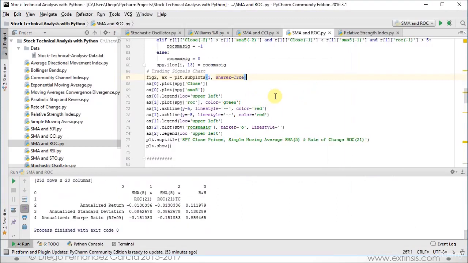Excellent. So with this, we finished the first 2 of our multiple indicator trading strategies, but we still need to study the rest of our multiple indicator-based trading strategies, the ones related to our SMA together with relative strength index, stochastic oscillator, and with Williams percentage R, which will be our following objectives.